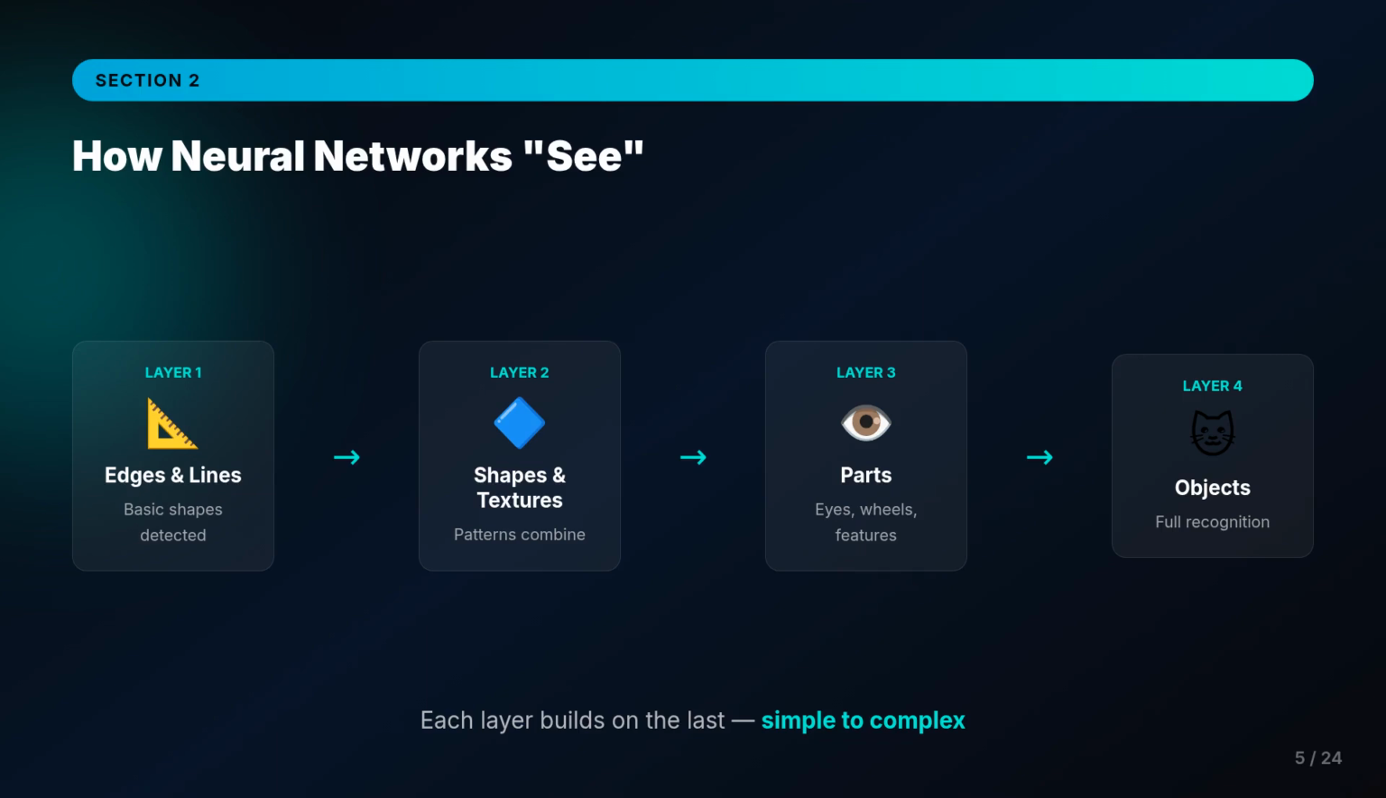Here's how neural networks actually see. Layer 1 detects edges and lines. Layer 2 combines those into shapes and textures. Layer 3 recognizes parts like eyes or wheels. And Layer 4 identifies full objects. Each layer builds on the last, from simple to complex.